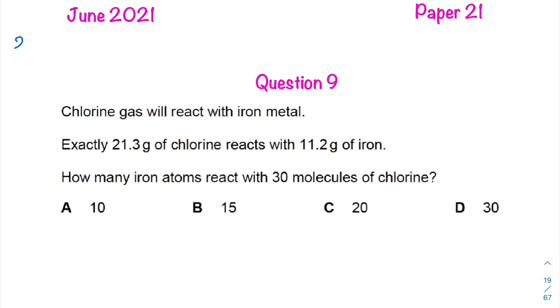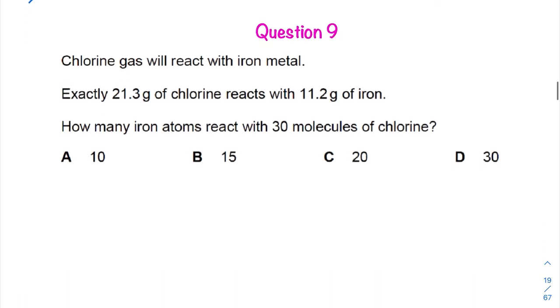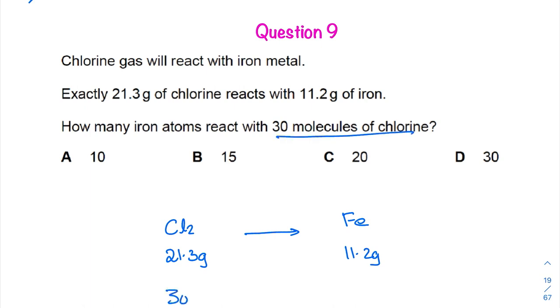Coming to the next question. Next question is question number 27 from June 2021, paper 21, question number 9. Chlorine gas will react with iron metal. Exactly 21.3 grams of chlorine, Cl2, will be reacting with Fe, which is 11.2 grams. How many iron atoms react with 30 molecules of chlorine? So we need to find 30 molecules of chlorine.